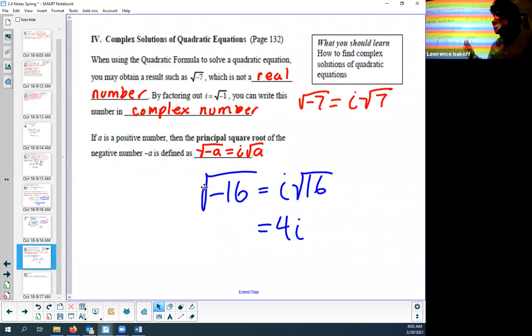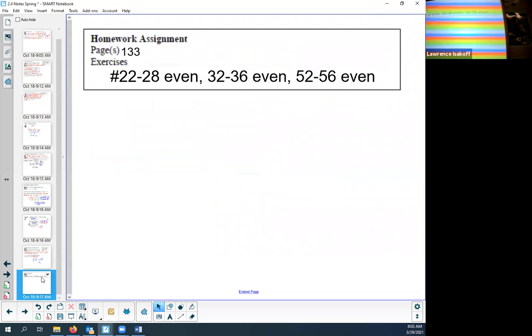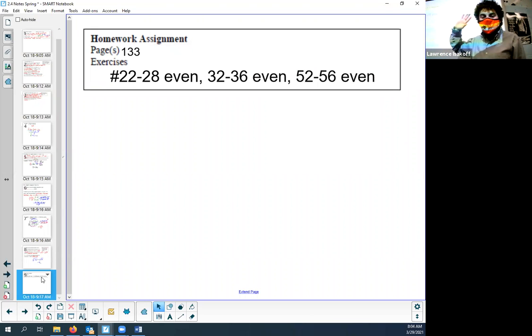And that's it. What we have for homework is just a series of questions. We're doing 22 through 28 even, 32 through 36 even, and 52 through 56 even. If I recall correctly, this should be adding and subtracting. This group should be our multiplying, and this group should be our complex conjugates group. I looked on Wednesday, so it's been a little bit, but it should just be practice with those ideas.